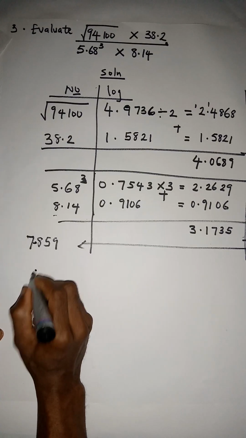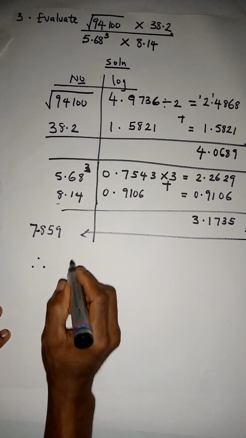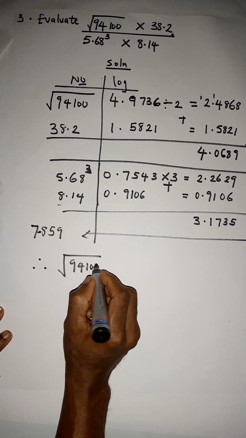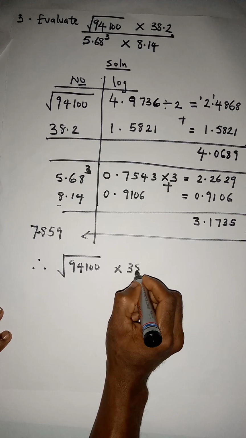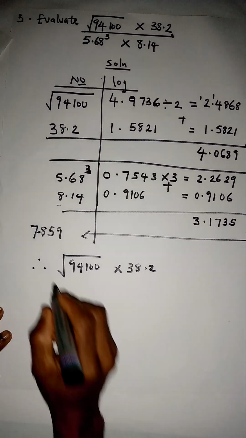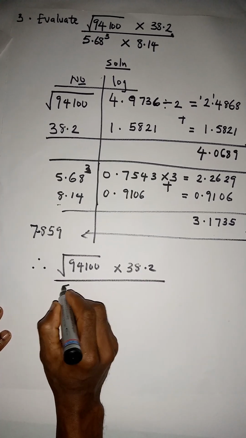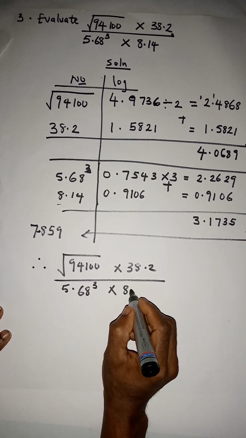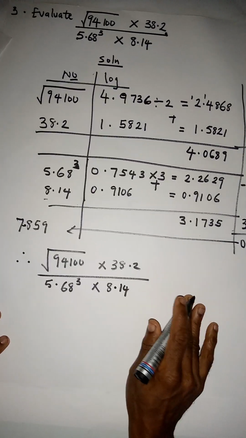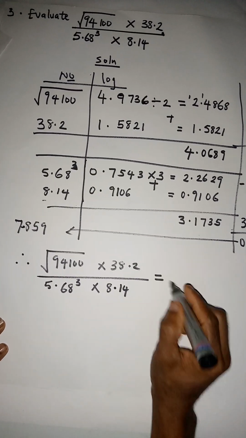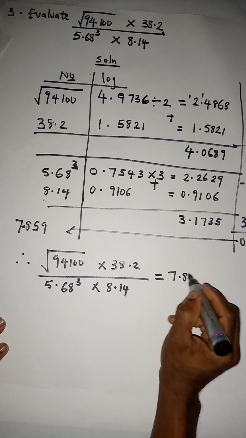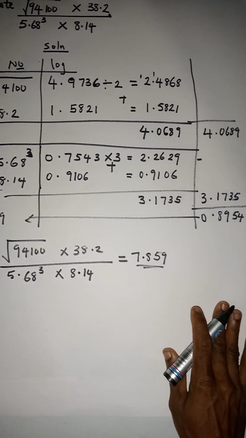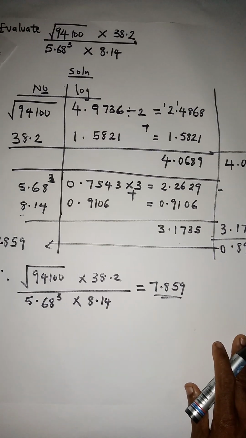So therefore, we can say that the square root of 94100 times 38.2 divided by 5.68 cube times 8.14 is equal to 7.859 as the logarithm of that number. Okay, so that is the answer for that.